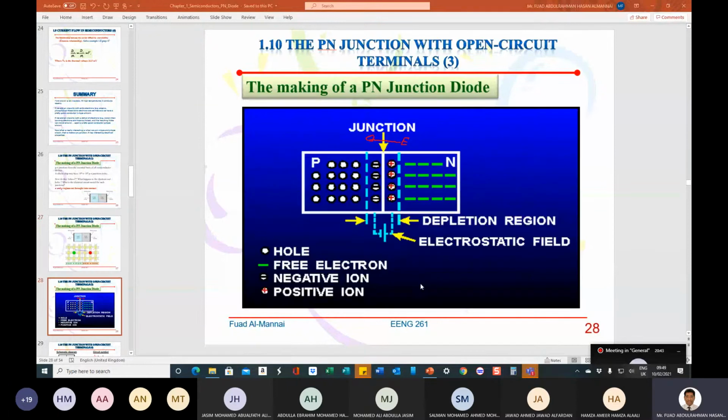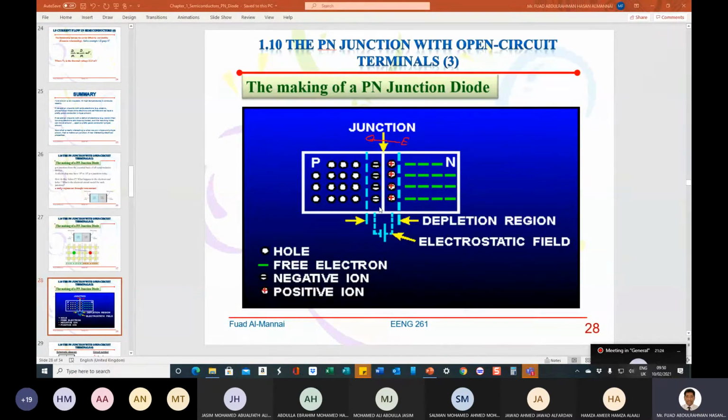And then what will happen is, this is what will happen. A region here is where the holes and electrons are depleted. No more holes, no more electrons, all depleted. Because we don't have holes and electrons in this region, we call this region the depletion region.